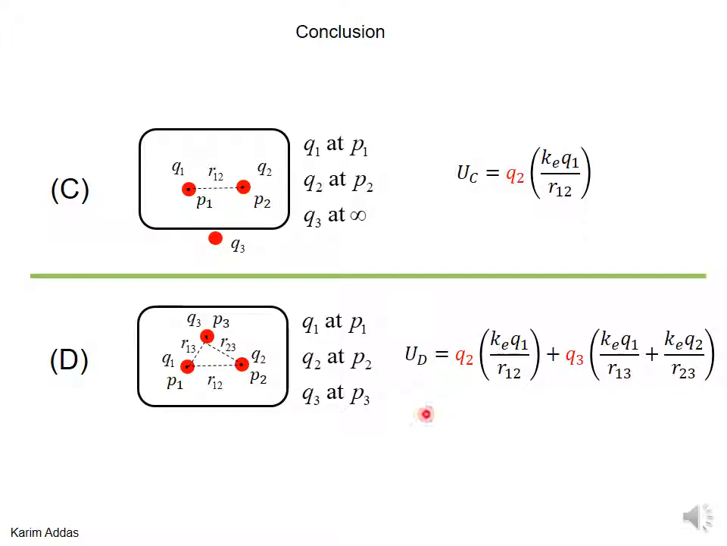So this is the final conclusion, that the energy in this configuration was this value, and then the energy in this configuration is the old value plus an extra term due to the motion of bringing charge Q3 from infinity and putting it at point P3.